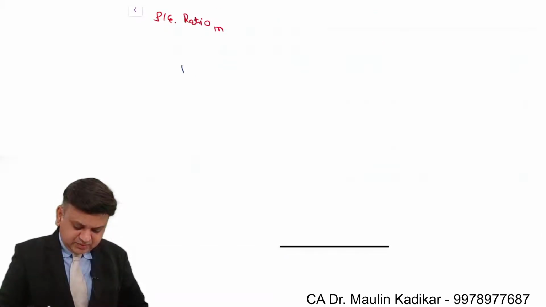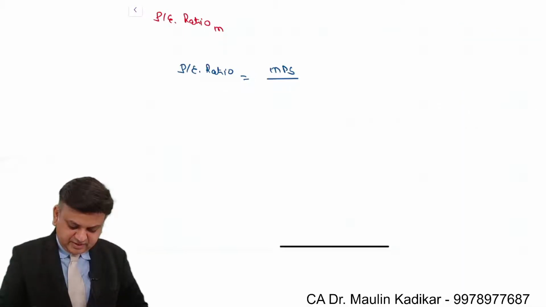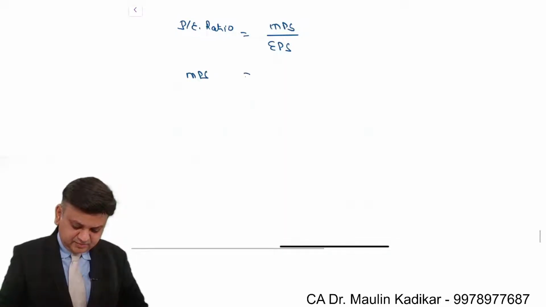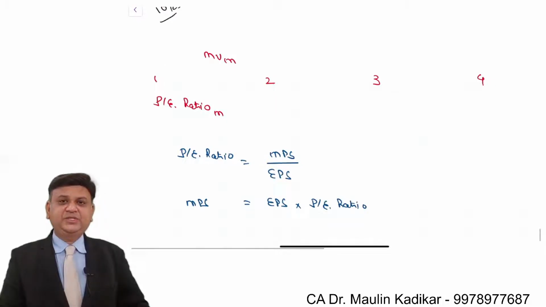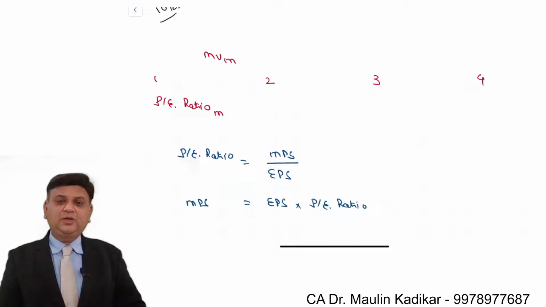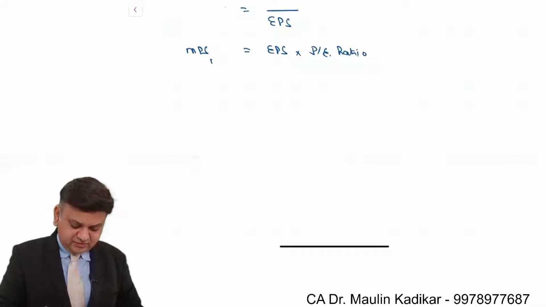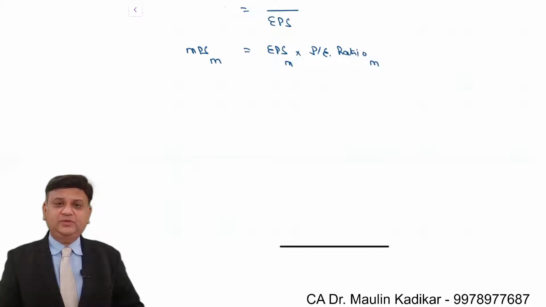Dear students, we know the formula for the price earning ratio is market price of the share divided by earning per share. So the market price per share is earning per share into price earning ratio. The market price per share is calculated as the product of the earning and PE ratio, if the PE ratio information is given to us. So first of all, the MPS of the merged firm will be calculated as EPS of the merged firm into price earning ratio of the merged firm.